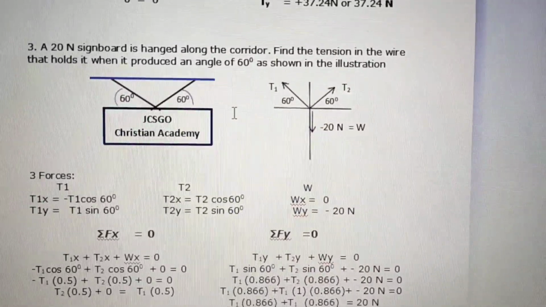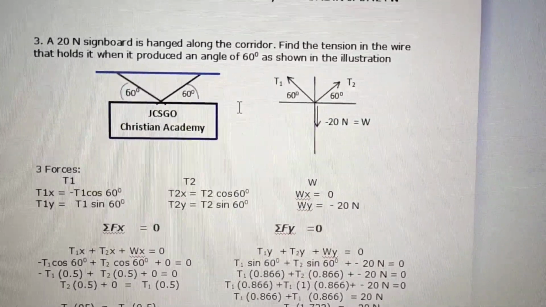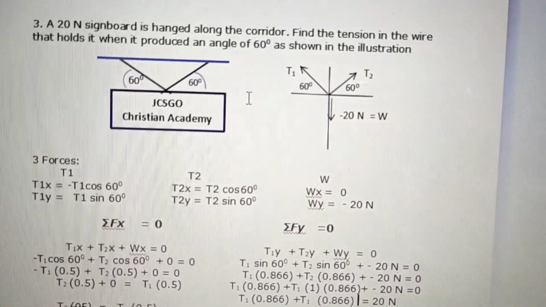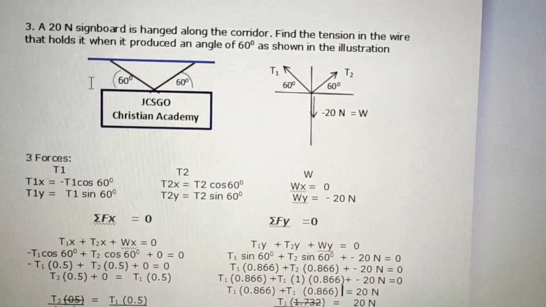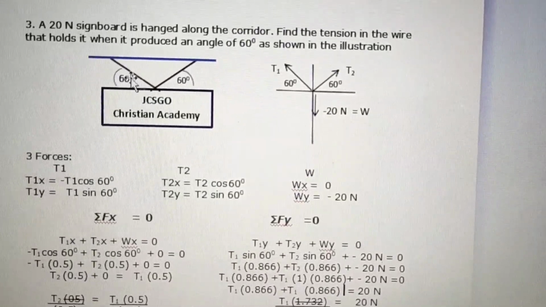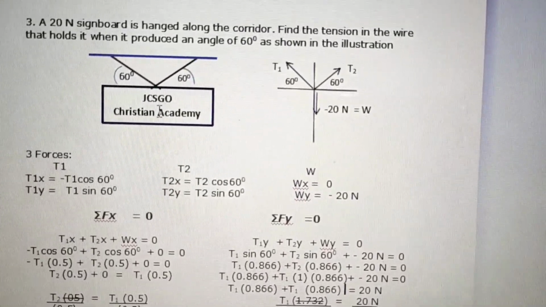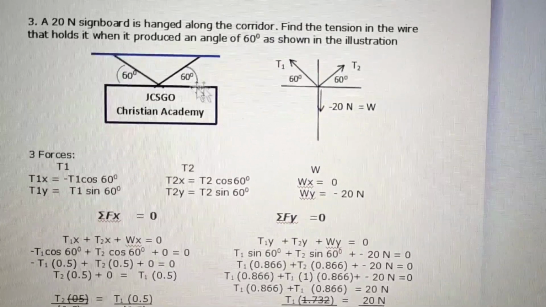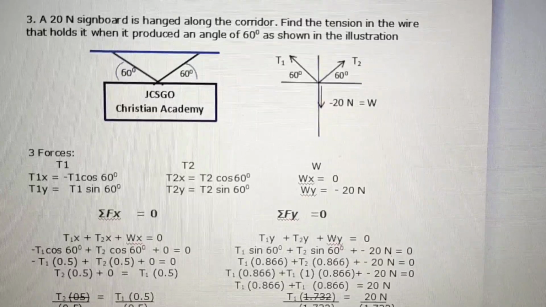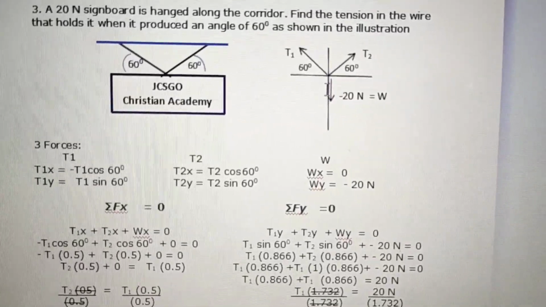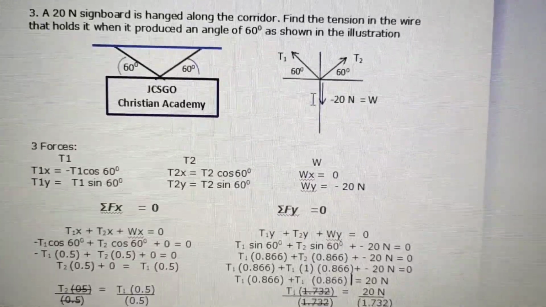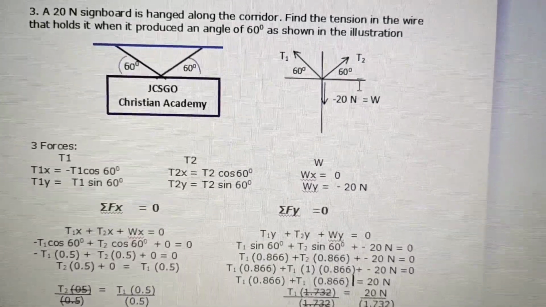Find the tension in the wire that holds it when it produces an angle of 60 degrees as shown in the illustration. As per the illustration, this is the signboard and there are two wires holding it. It creates a 60 degree angle on both sides. Looking at the diagram, we can see that there are three forces acting together so that this signboard is in its balanced state.